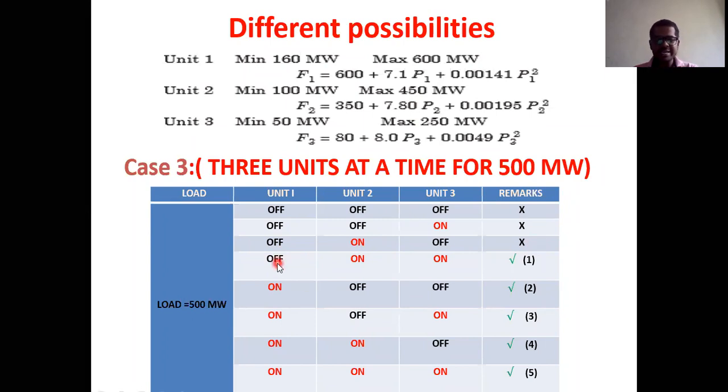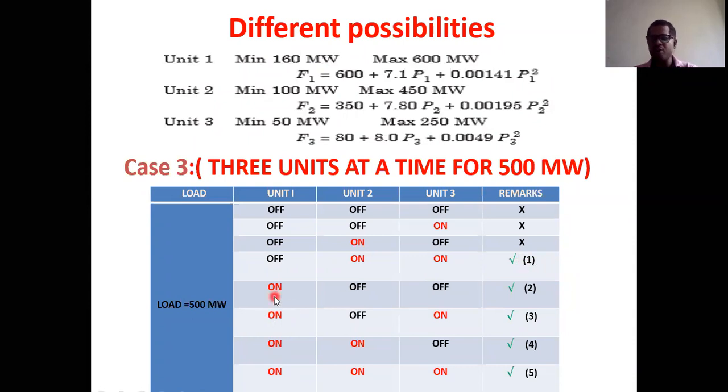The next case is unit 1 in off condition, whereas unit 2 and unit 3 are on. When you add these two, you get 700 megawatts. But here the load is 500 megawatts, which means you can meet the load. So that's why I'm considering this one as the first combination.